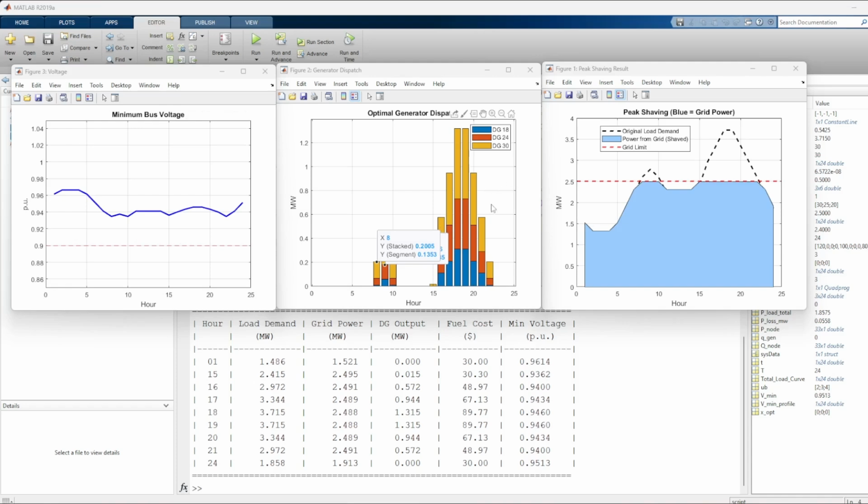And let me show you another perspective here. I think this one is the 19th hour. So this is the 19th hour.